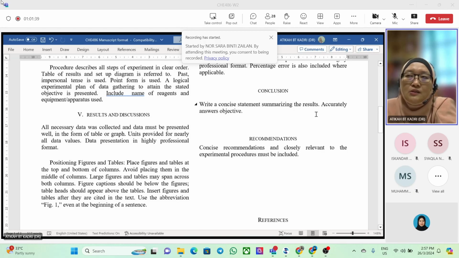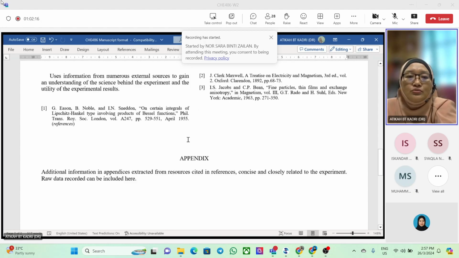So how do we know whether we are writing the right conclusion? The right conclusion should be able to answer what your objective is, what the aim of the work is. If you are answering your earlier objective, then it should be in the conclusion section. And finally, the recommendation, the same as how you write in the report, you should also include the recommendation for the experiment that you conducted.